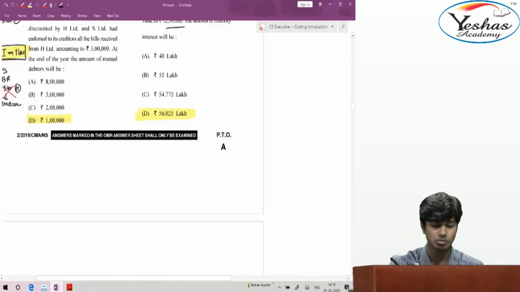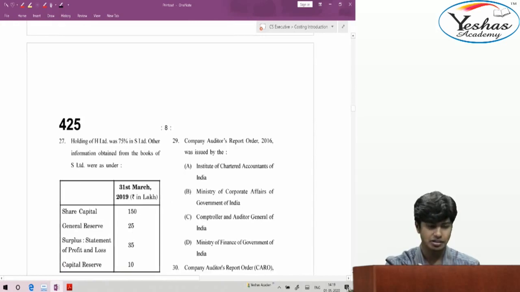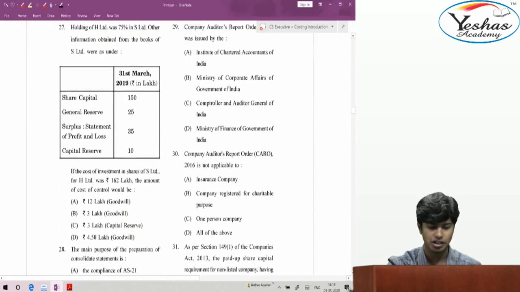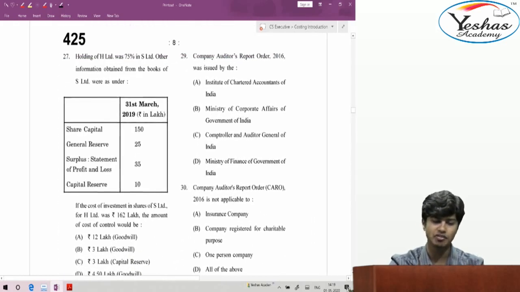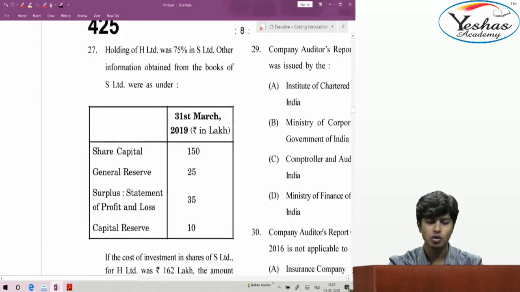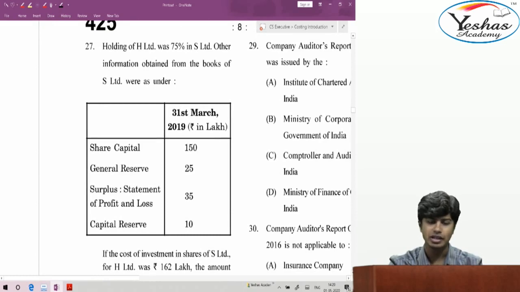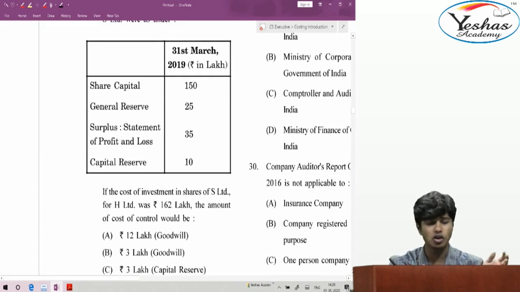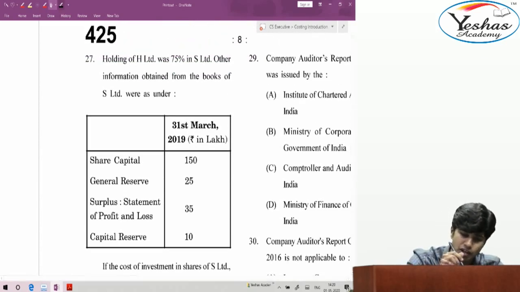Come on, let us go to question number 27. Question number 27, again it's on consolidation. How do you know, sir? They've told holding limited 75%. So they've told the percentage of holding by themselves, so it will become easier for us. So holding of S Limited was 75% in S Limited. Other information is here. So what do they want? They basically want cost of control. Okay guys, come on, let's start finding cost of control.